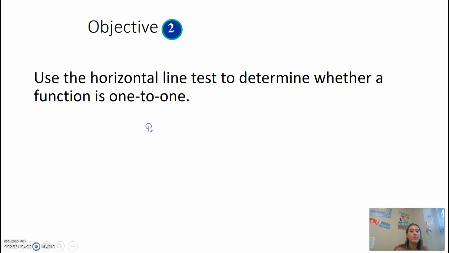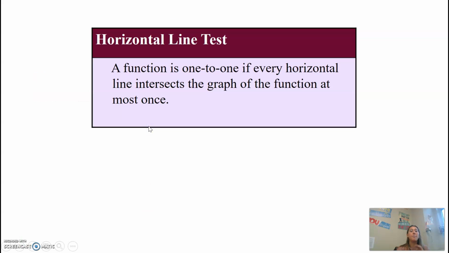When we talk about the horizontal line test, what it's telling us is, if we are looking at a graph of a function and we do a horizontal line test, just like we would do a vertical line test to see if it's a function, and it passes the horizontal line test, then that means that its inverse is a function. So that is basically what that says. Go ahead and get that in your notes, and we're going to go through it.